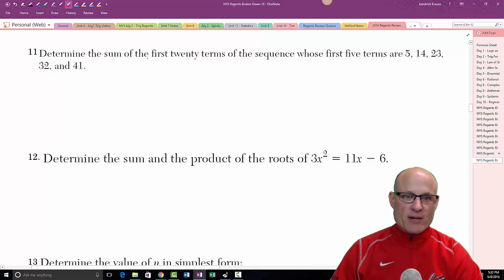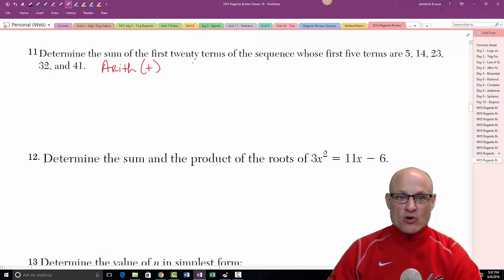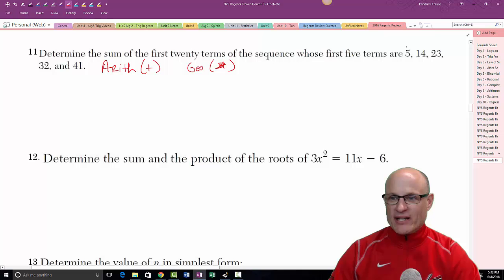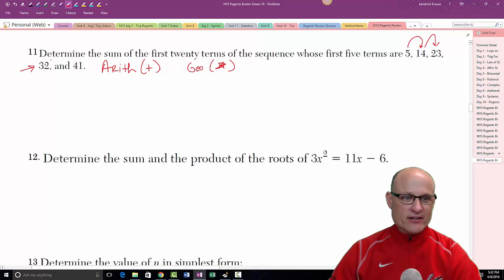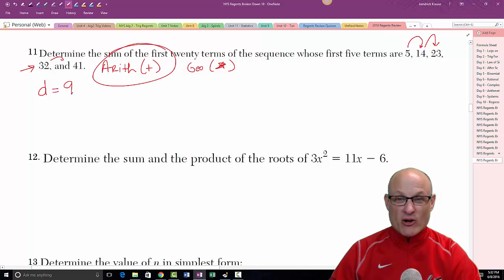It says determine the sum of the first 20 terms dictated by this sequence. Now they didn't tell us if this is an arithmetic sequence, which means we're adding, or a geometric sequence, which means we are multiplying. So we've got to see. Can I multiply something by 5 to get 14? I can, but it's really stupid. So maybe I'm going to add 9, and then add 9, and then add 9 to get here, and then add 9. So it looks like my common difference is 9, making this an arithmetic sequence.